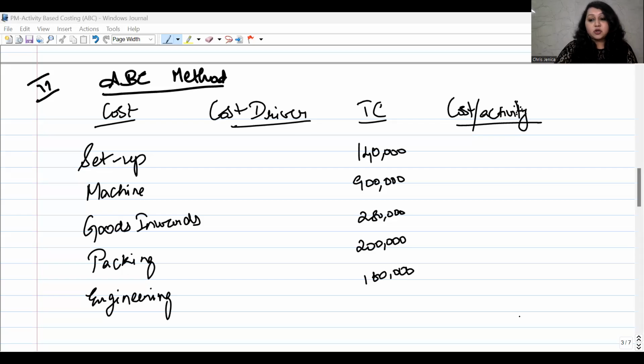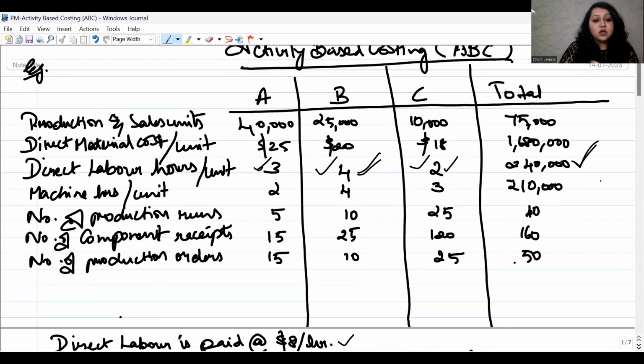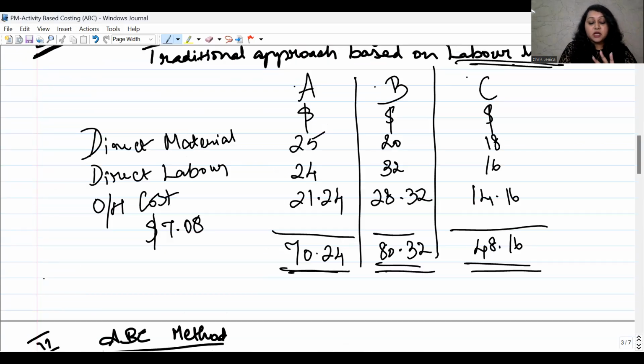Now, the first step here is that we have the different types of cost, that is setup cost, machine, goods inwards, packing, and engineering. And the total cost with respect to each is given here. Now, what are the cost drivers? As per this question, we have been given information relating to machine hours per unit, number of production runs, number of component receipts, and number of production orders. So these are the cost drivers.